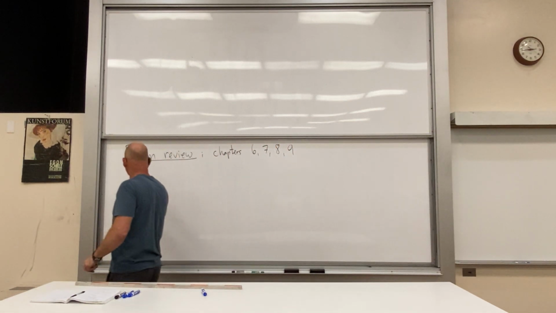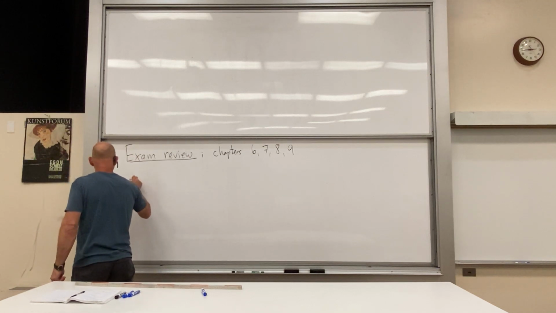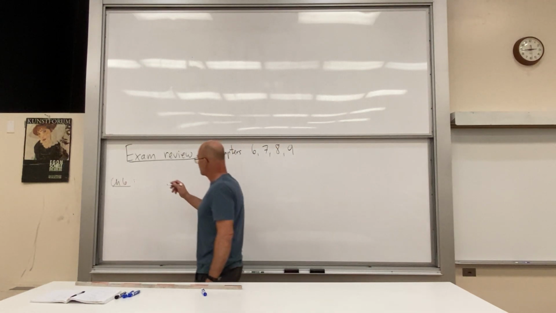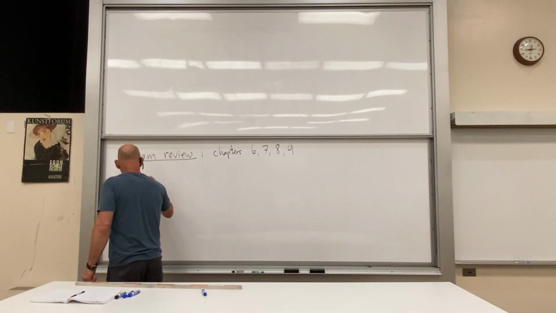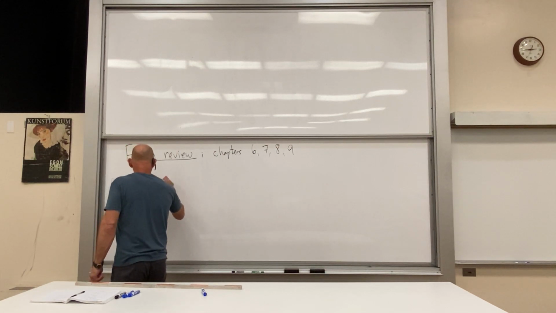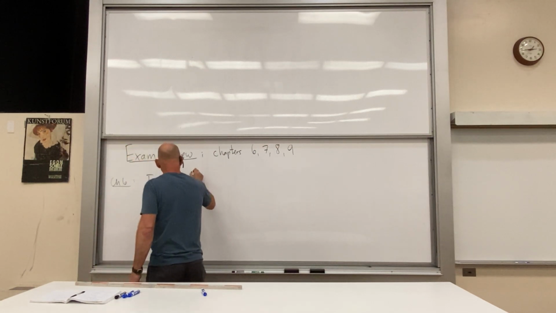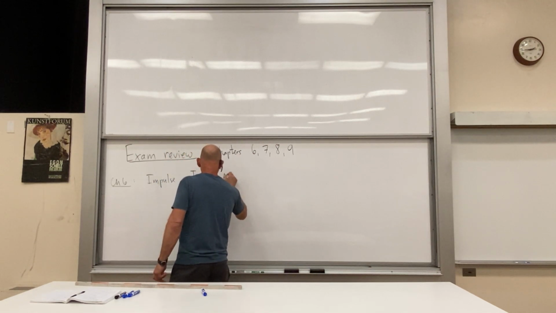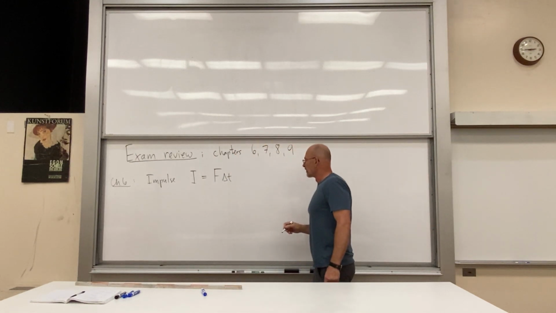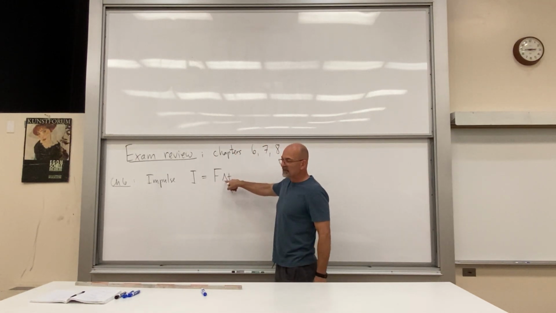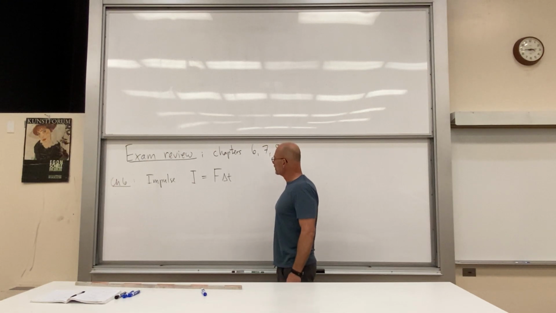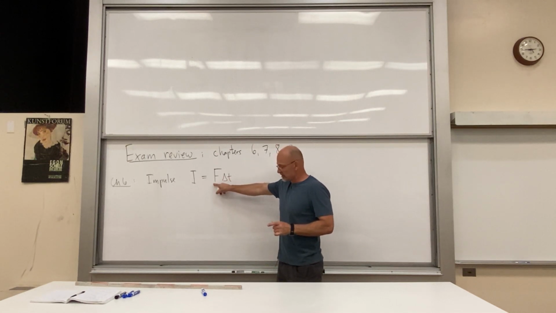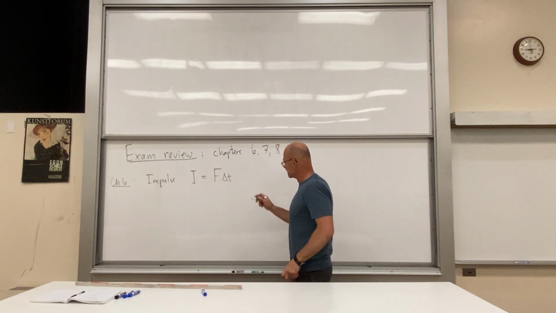So for chapter 6, remember this was linear momentum and collisions primarily. I'll just remind you of the concepts. The first thing we had was impulse, and its definition, I'll just call it I, is equal to F delta t. So its units are newtons times seconds. It's most often used when you have a force that's exerted for a short time period.